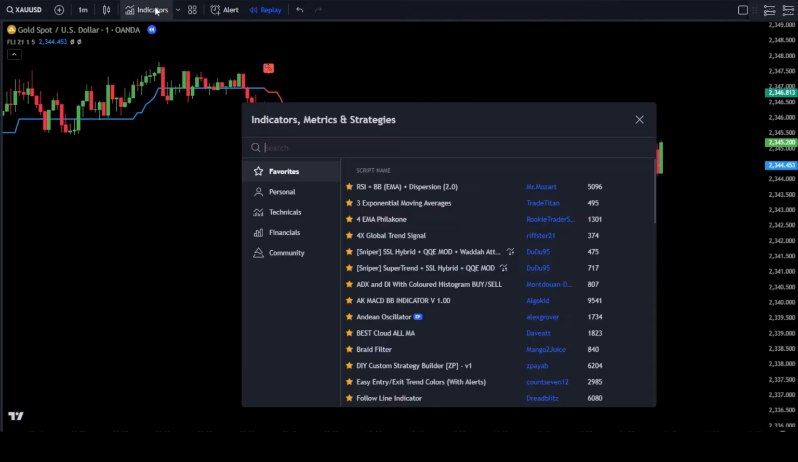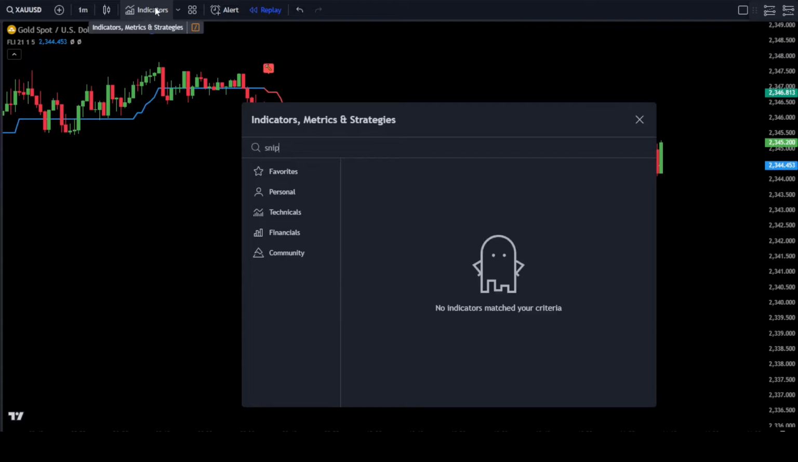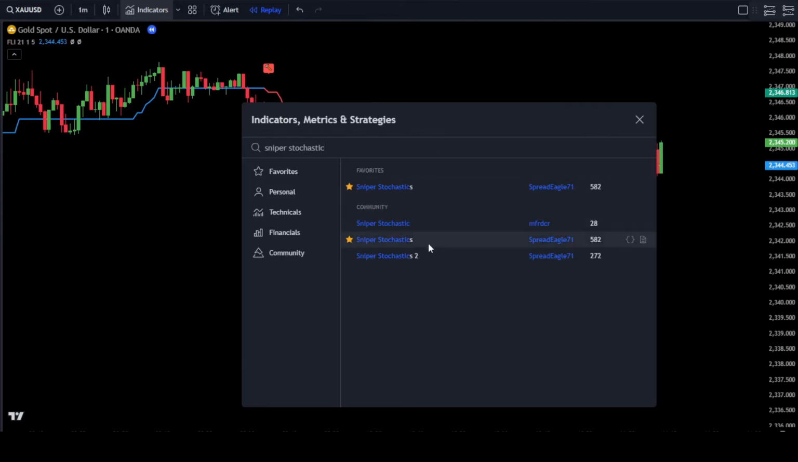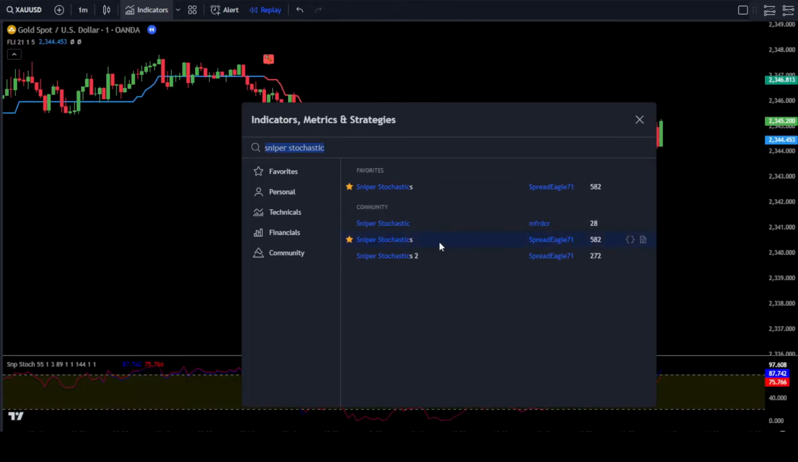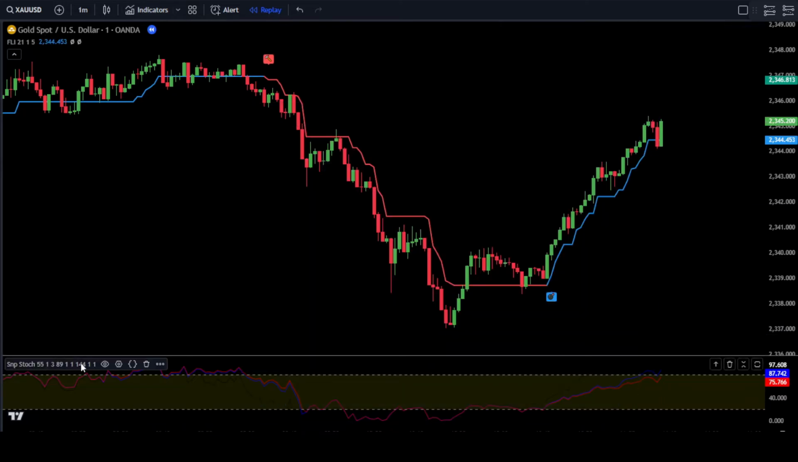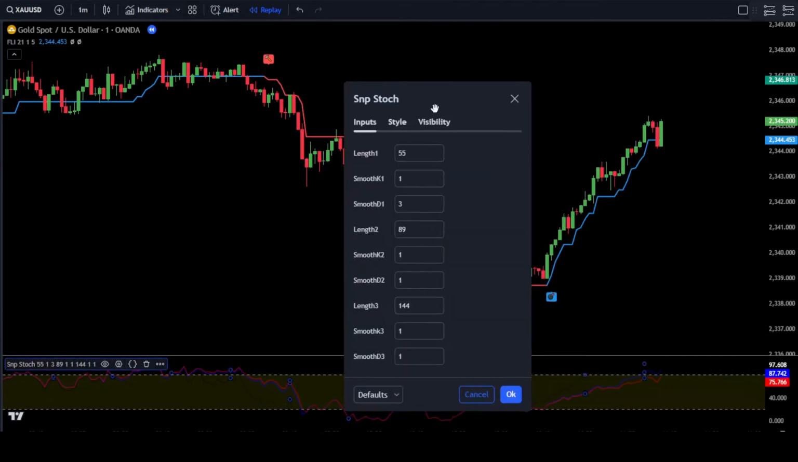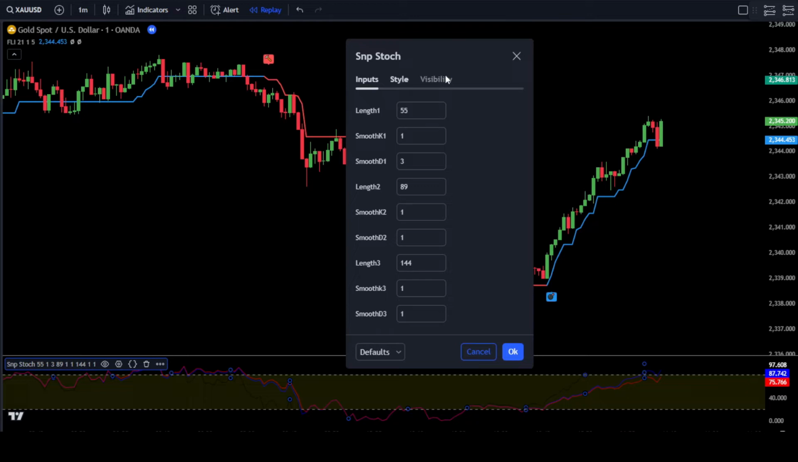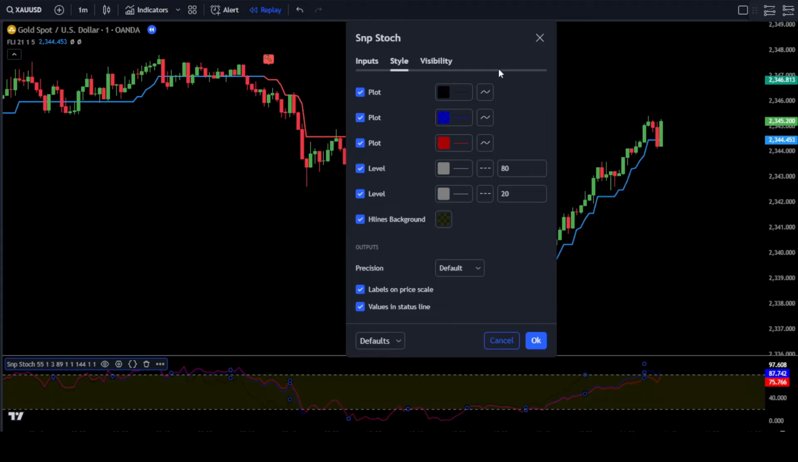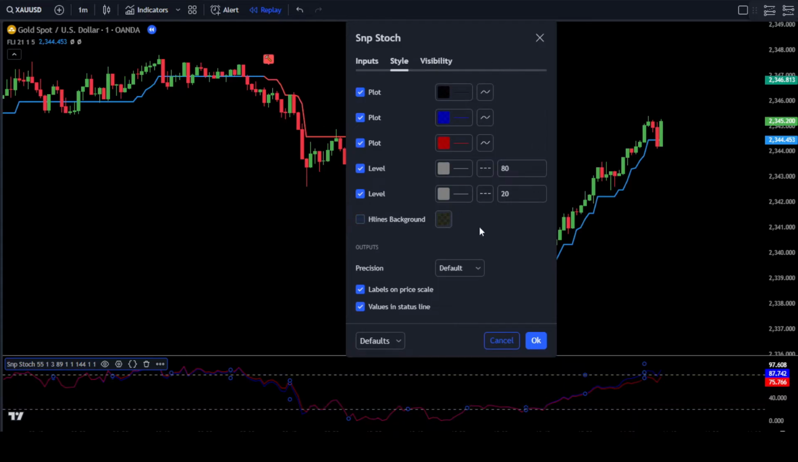Go to the Search Indicator tab and then type Sniper Stochastic. Then, select the Sniper Stochastic by Spread Eagle. After that, go to the Sniper Stochastic Indicator Settings tab. In the Input tab, leave the indicator at its default settings. Then go to the Style tab. In the Style tab, uncheck the lines background box. Next, adjust the colors of the Sniper Stochastic Indicator to make it clearly visible.